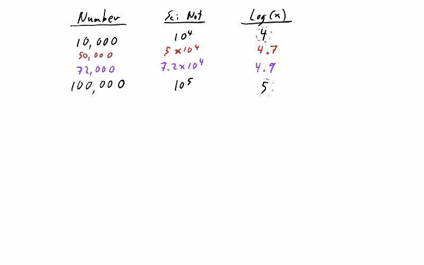The general trend is as the numbers get bigger, the values of the logarithms get bigger. But once again, as the numbers get 10 times bigger, the logarithm only goes up by plus 1. Now that's looking at large numbers.